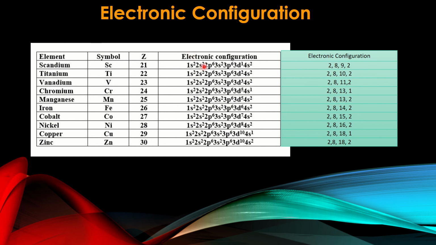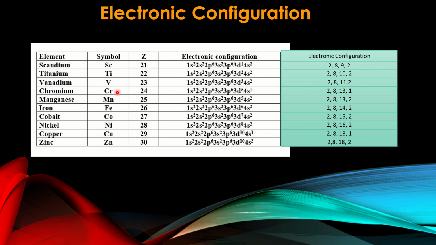Look, scandium: 1s2, 2s2, 2p6, 3s2, 3p6. At first it was 4s2, but here it is written by arranging 3d1, 4s2, and it will be 2, 8, 9, 2. In this way, titanium, vanadium, these are written.